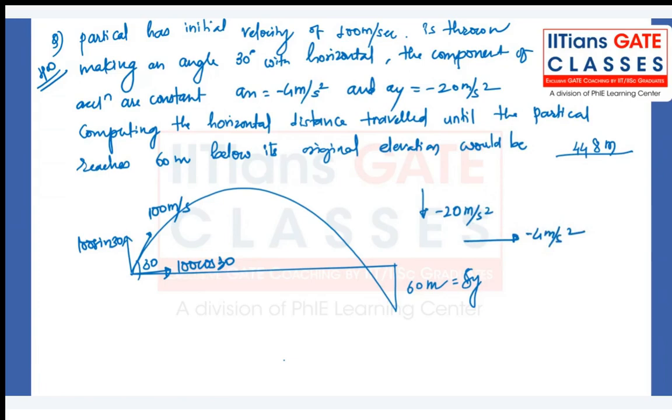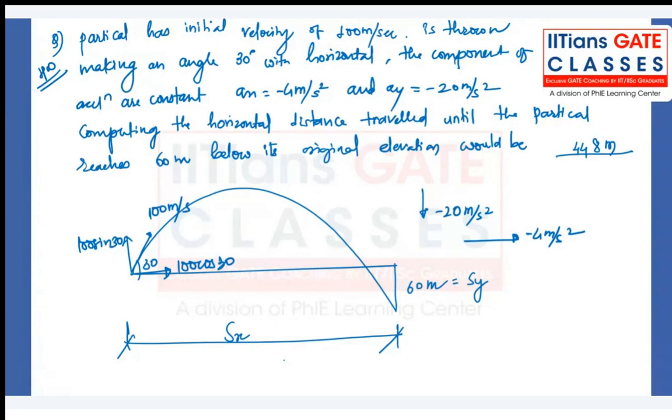What they are asking is the distance traveled by the particle. So this total distance they are talking about, Sx, for Sy is equal to 60. What is Sx? I hope you will be able to solve this question. Take this for homework. If you are not able to solve, don't worry. We will solve it on weekend.